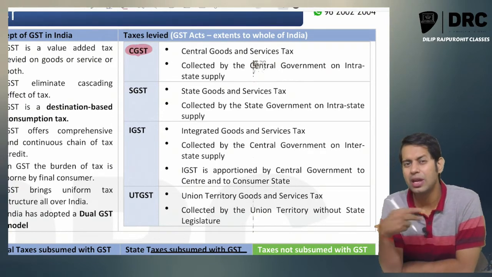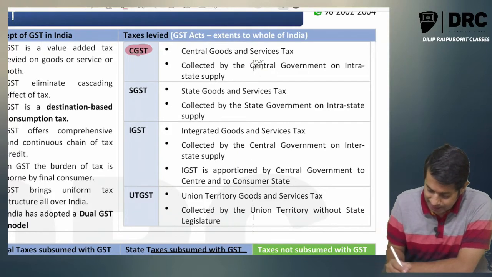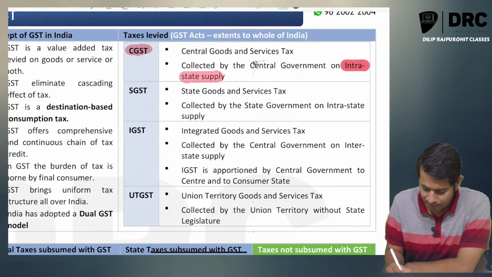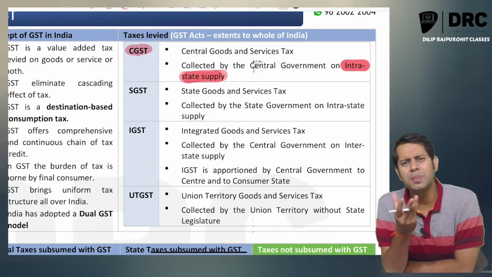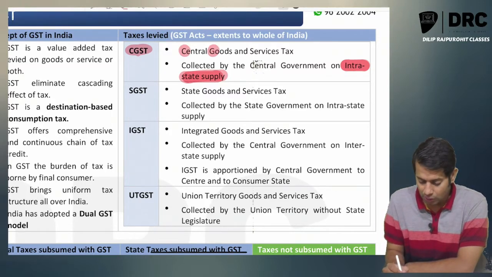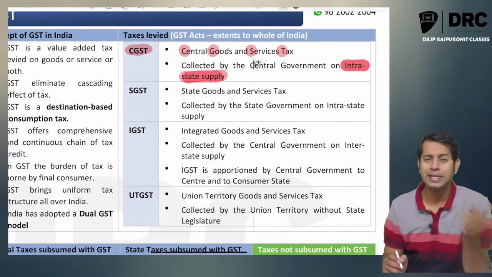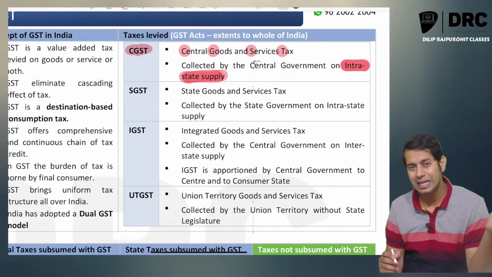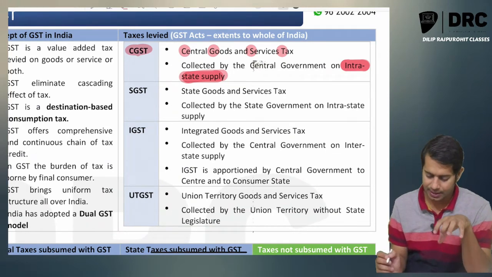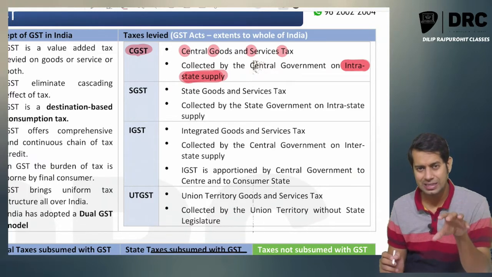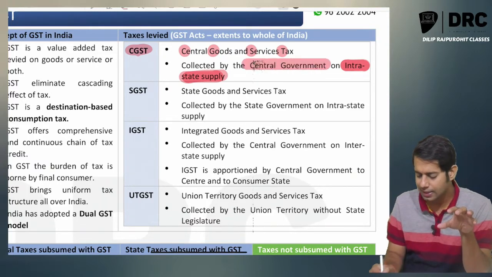When is CGST levied? Whenever I am making an intrastate supply. Sir, what do you mean by CGST? Central Goods and Services Tax. It is levied whenever there is an intrastate supply, and the amount is collected by whom, sir?